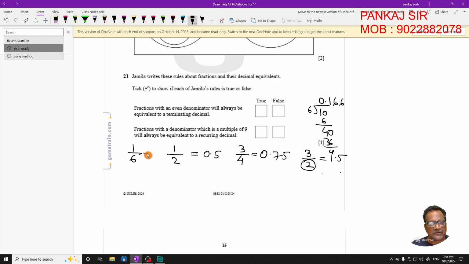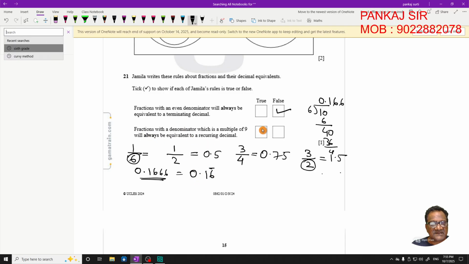So if I try to divide 1 by 6, I will not get a terminating decimal. Instead I will get a recurring decimal, 0.1666. This can be written as 0.16 with a bar on that 6. So this is an example where I have proved that Jamila's statement is false. And one example was enough for me. So even by taking 6 as an even number in the denominator, I am still getting a number which is non-terminating. Okay, it's recurring.